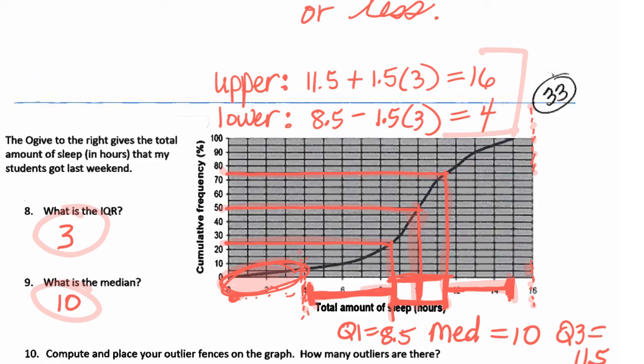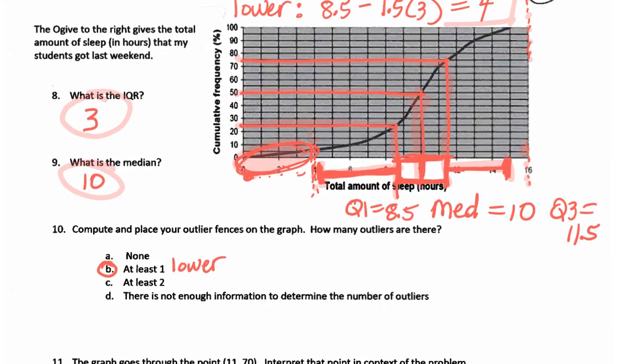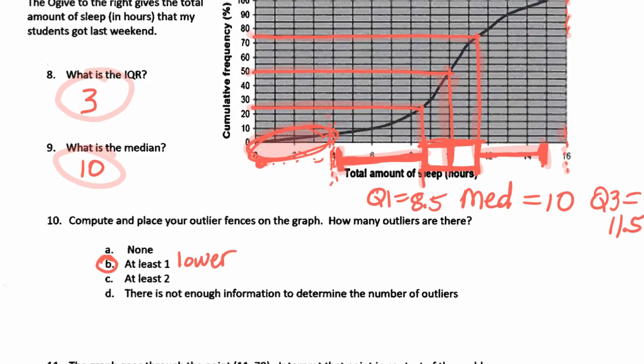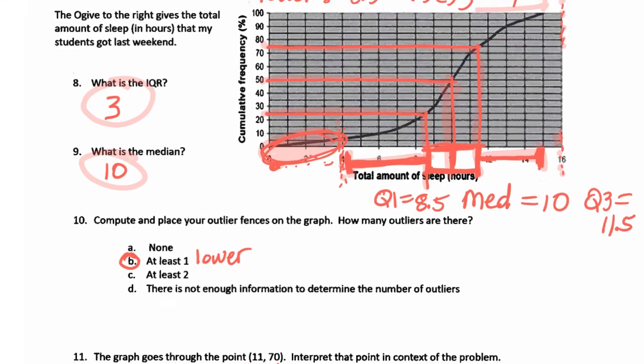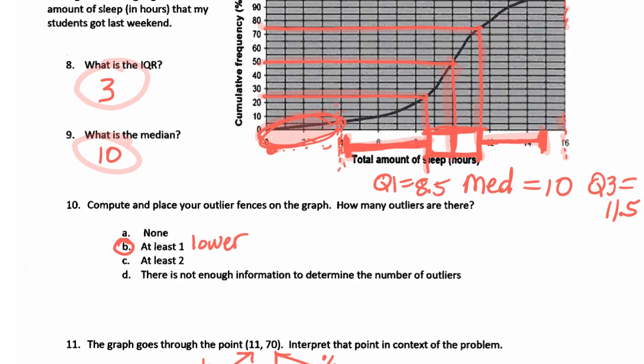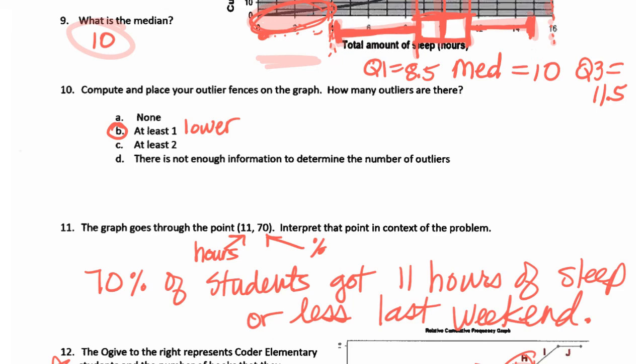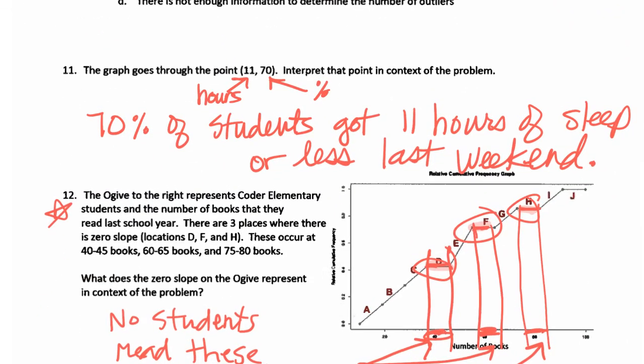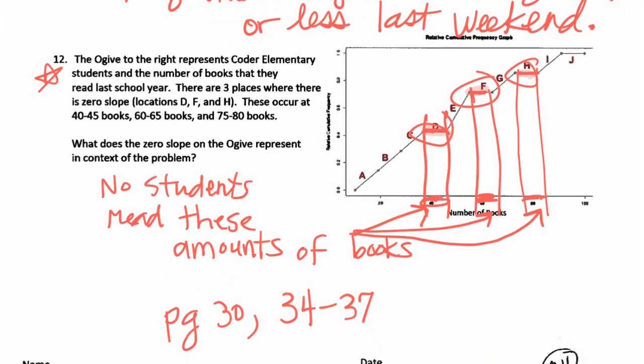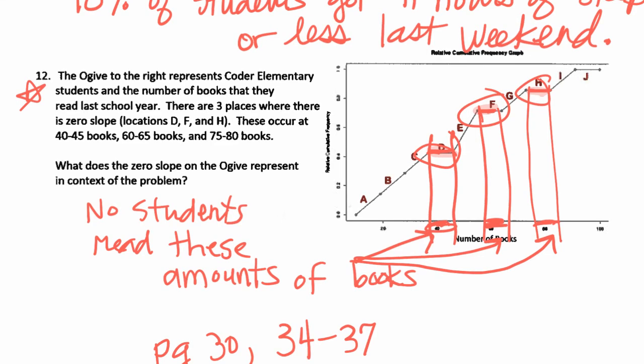Now, be mindful, I'm drawing this whisker right up to the fence. I don't know if it touches the fence because I don't know if there's a piece of data there, because remember, you're not supposed to touch the fence unless there's a piece of data there. So we can see the shape of this because we know we've got additional data down here. We are going to say it's skewed left. The interpretation of this was that 70% of the students got 11 hours of sleep or less last weekend. Now, this was a kind of new idea.